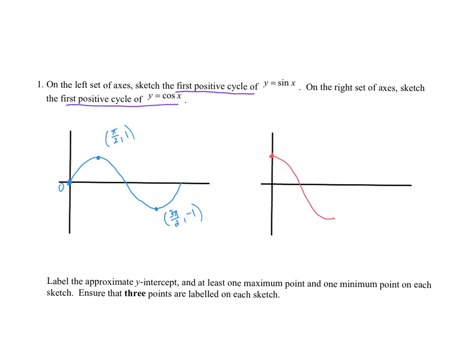Just how when we sketched our log functions and our exponential functions, you had some key pieces of information that you needed to include on each of those graphs. Same thing here. We want our y-intercept, our minimum, and our maximum. But if your y-intercept is also your maximum, we're going to have to label another point as well. Sorry, I really don't like the look of that sine cos curve.